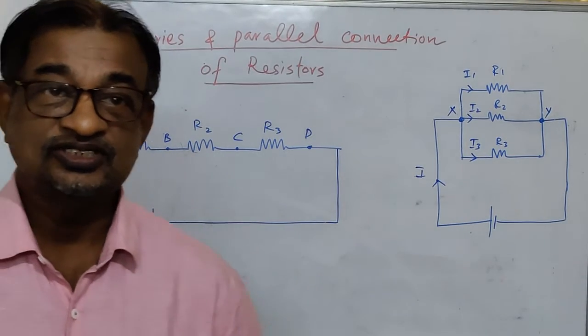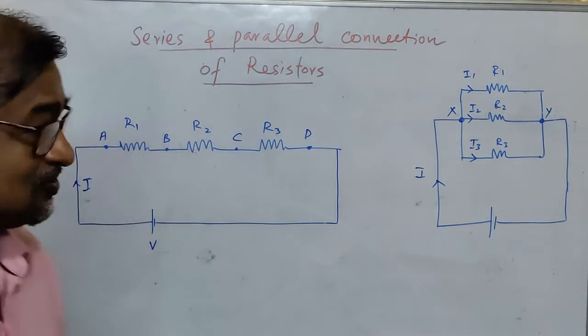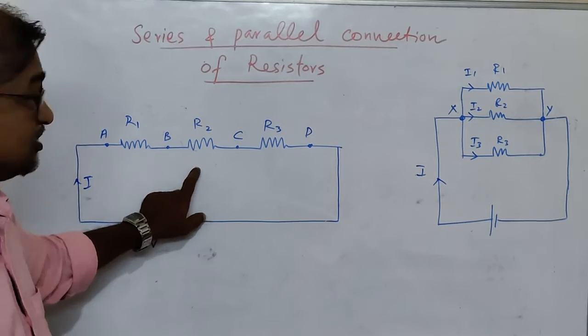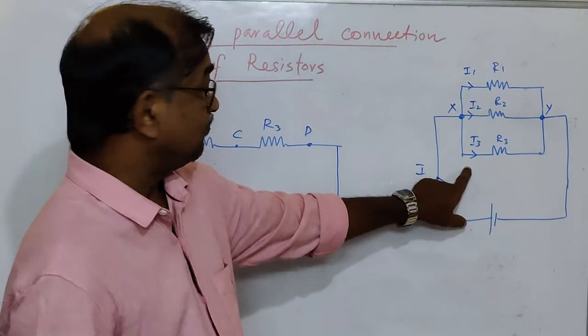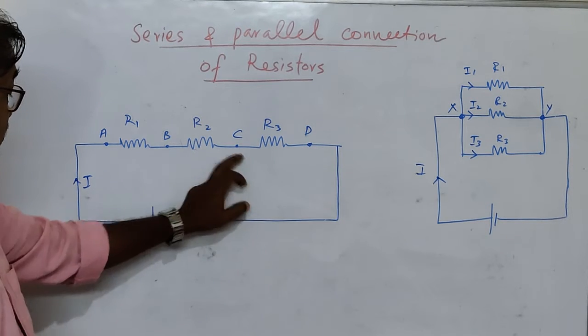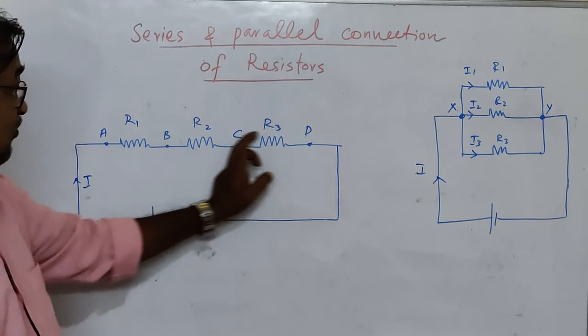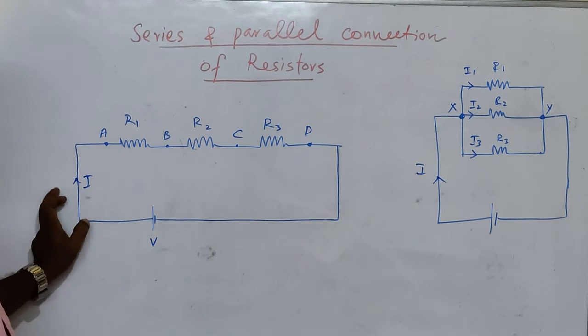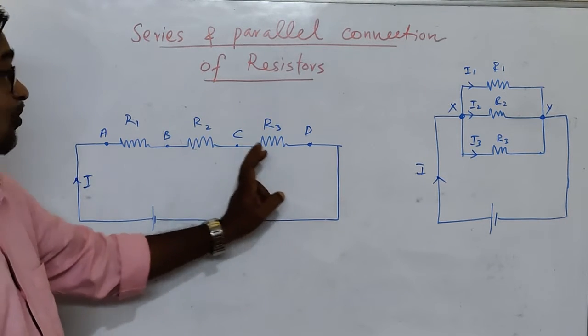What is meant by series and parallel connection of resistors? This figure shows the series connection and this is the parallel connection. Here R1, R2, R3 are connected in series. So the same current I flows through this circuit. The same current I flows through R1, R2 and R3.